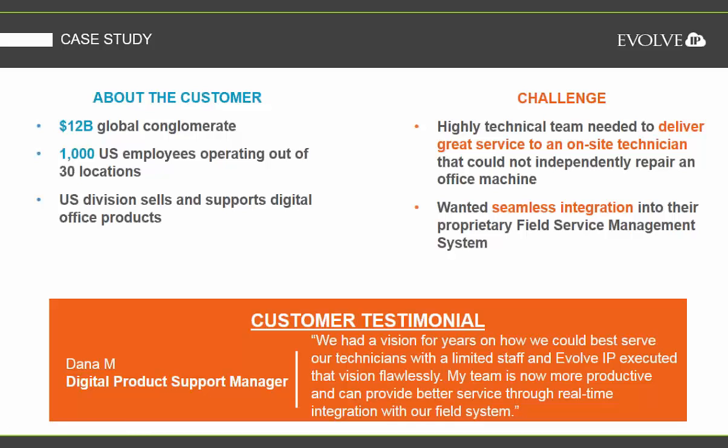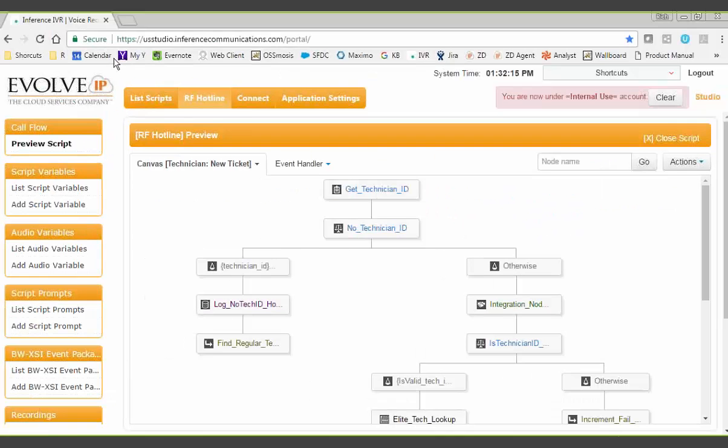I described the IVR as sort of a toolkit. So the toolkit is an interactive visual design tool that looks like this. And so I'm going to give you an example of what this customer's flow looks like. The technician says they want a new ticket. We grab their technician ID. If we don't get one, then we log it and try to get one.